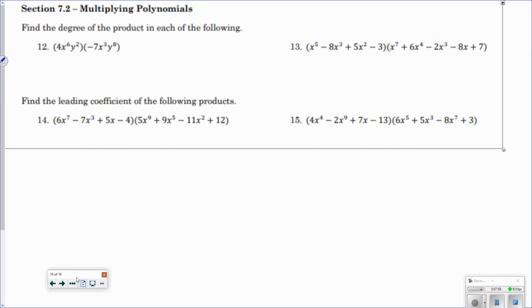Now let's start on 7.2. Find the product of each of the following polynomials. So number 12 is 4x to the 6, y squared times negative 7x cubed, y to the 8. So really, when you're multiplying stuff out, you just add up all the exponents. Just because it's parentheses doesn't mean you change that rule. It's still going to be 8 plus 3 plus 2 plus 6, which will give you 19.